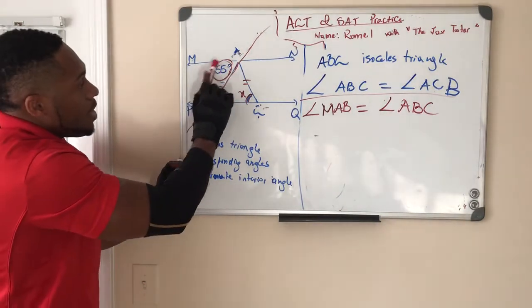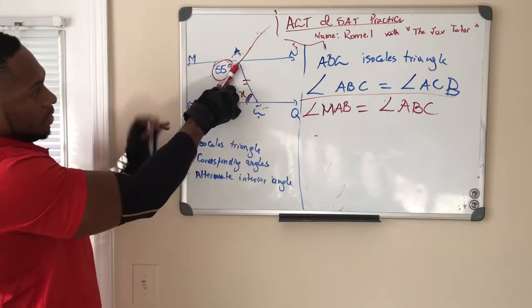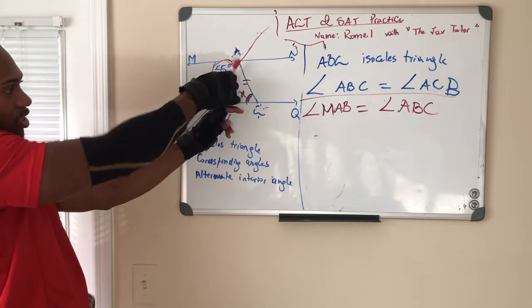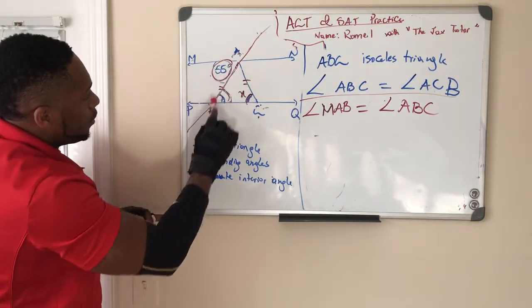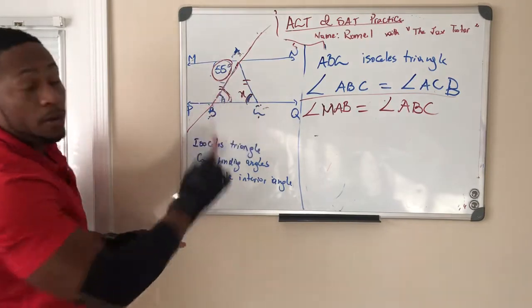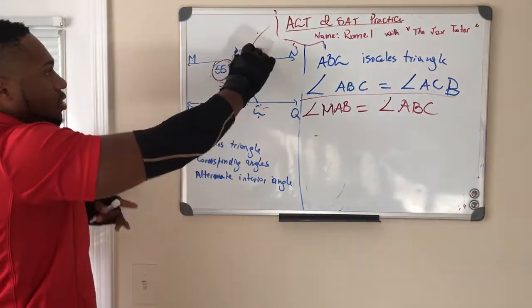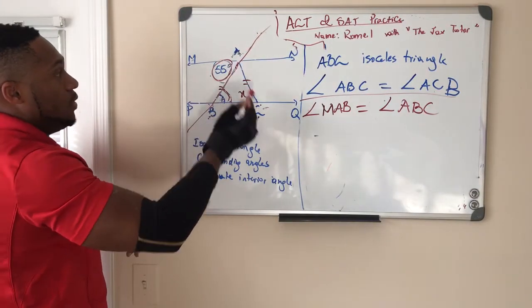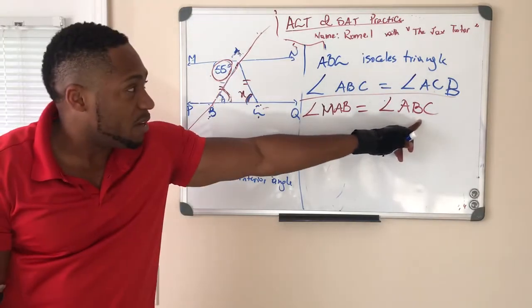They're alternate because each one is on opposite sides, on this side of the transversal and on that side of the transversal. Angle MAB, which is this angle, and angle ABC, which is this angle. Interior means they're in between the parallel. If it was exterior, it would be somewhere here, outside of the parallel. So angle MAB is equal to angle ABC.